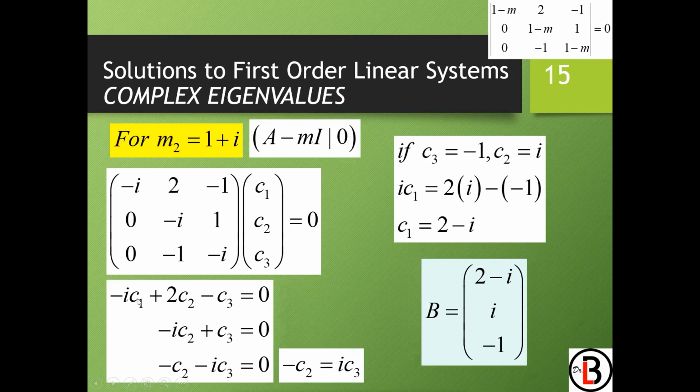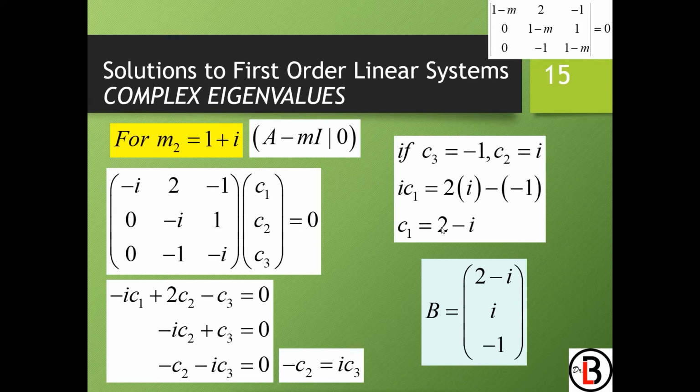Now that I have C2 and C3, I plug this in equation number 1. So equation number 1 states, transpose to one side, i C1 plus 2, what is C2 again? It's i. Minus, what is C3 again? Negative 1. Therefore, I have 2i plus 1, but then there's an i here. So divide everything. It becomes 2 minus i.